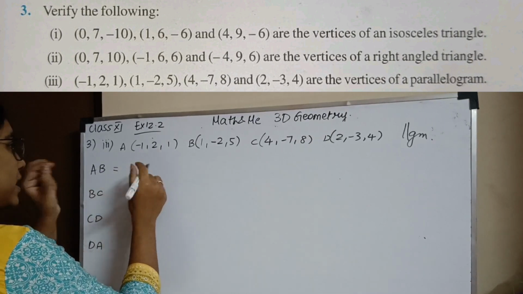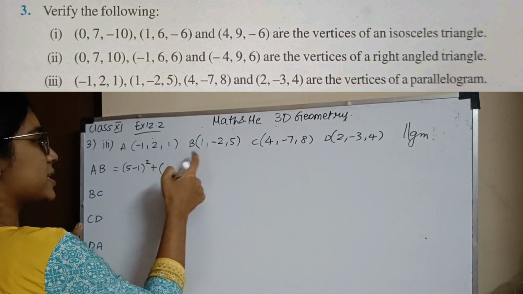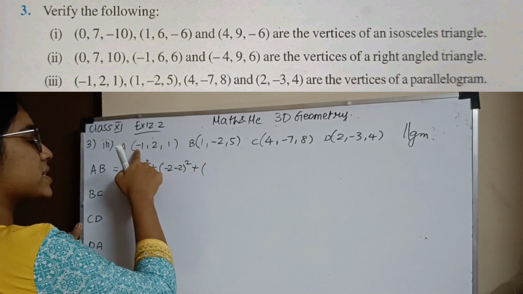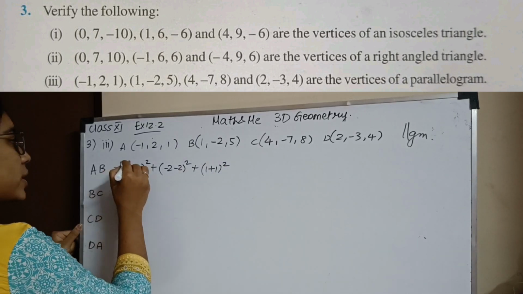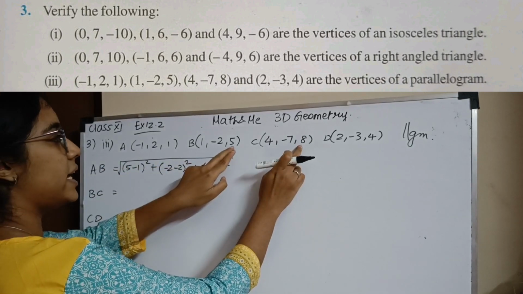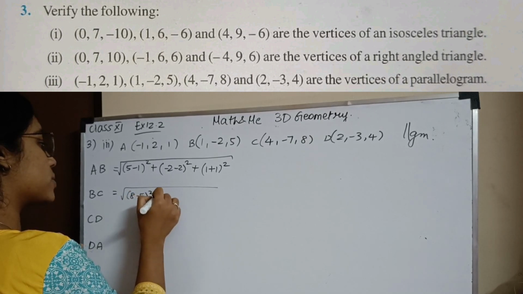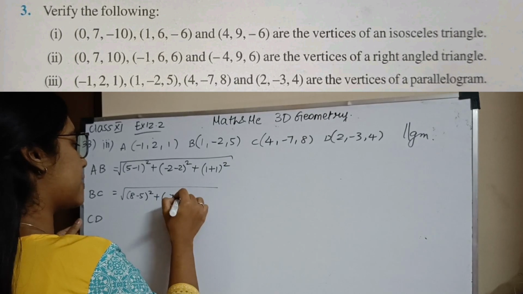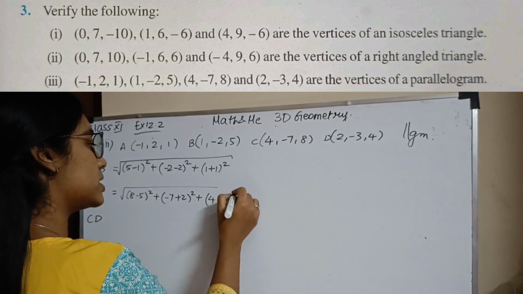Okay. So AB is the square root of 5 minus 1 the whole square plus minus 2 the whole square plus 1 minus of minus 1, which is 1 plus 1 the whole square. BC will also be under the square root. Square root of this. BC is 8 minus 5, so this will be the square root of 8 minus 5 the whole square plus minus 7 plus 2 the whole square plus 4 minus 1 the whole square.